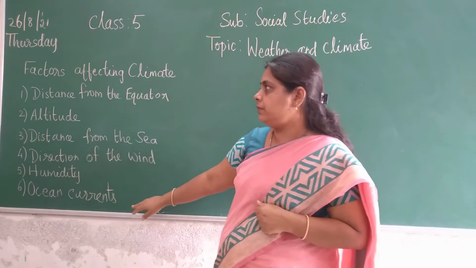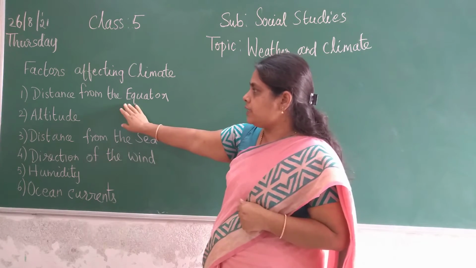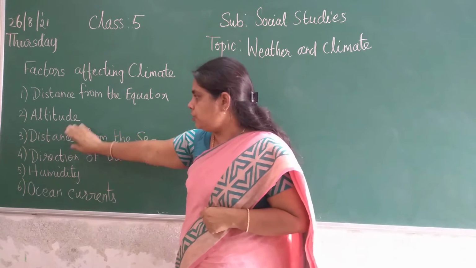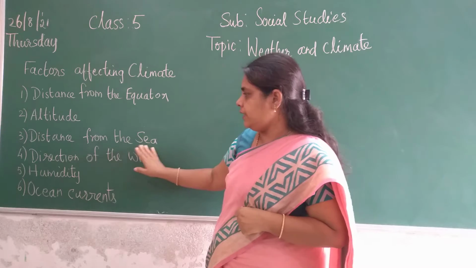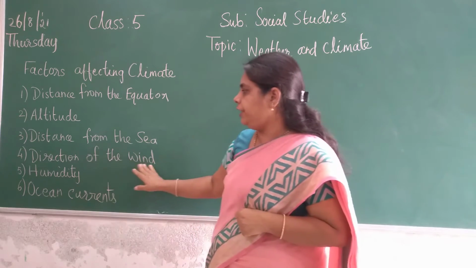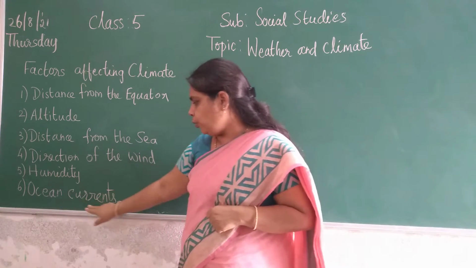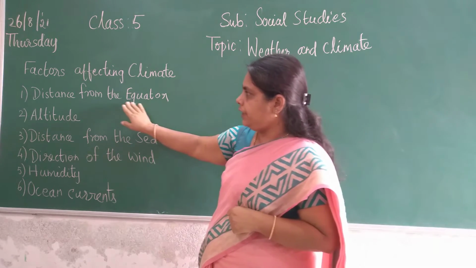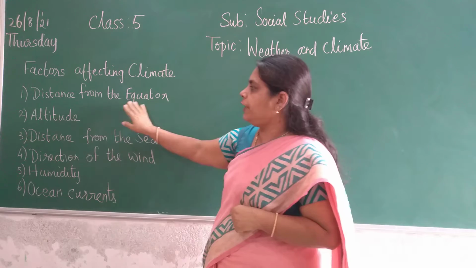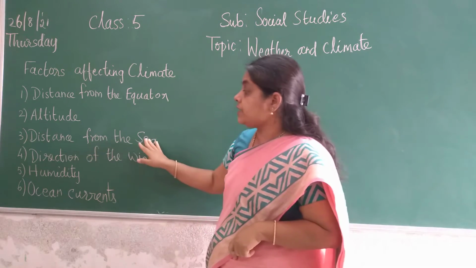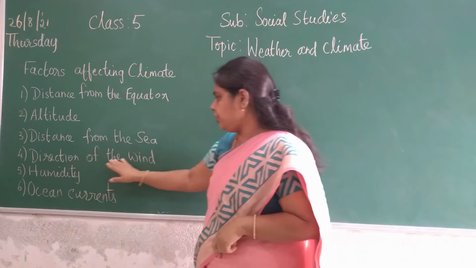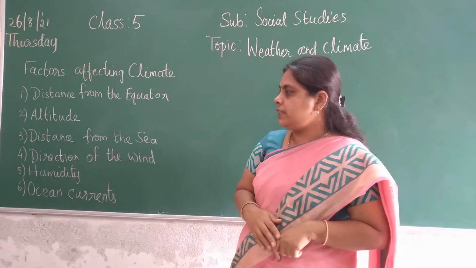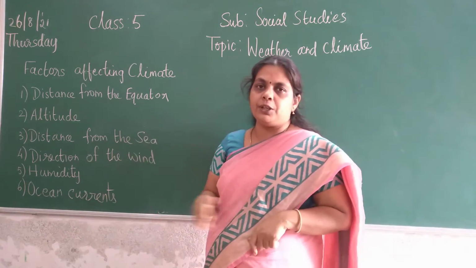One by one we will see. The first one is distance from the equator, altitude, distance from the sea, direction of the wind, humidity, ocean currents. What are the factors? Once again I will read. Distance from the equator, altitude, distance from the sea, direction of the wind, humidity, ocean currents too. These 6 points, one by one we are going to see.